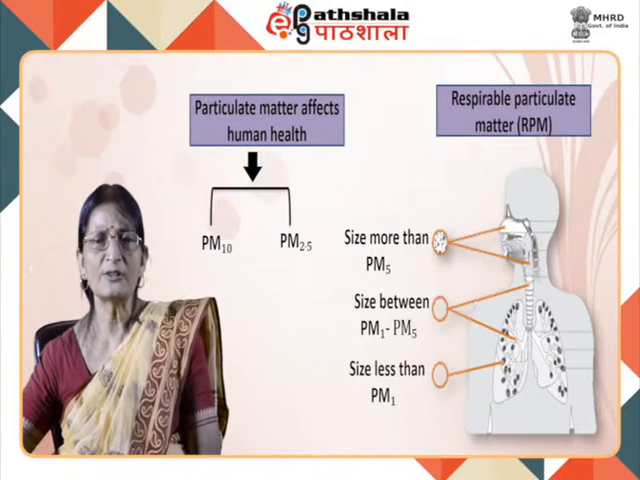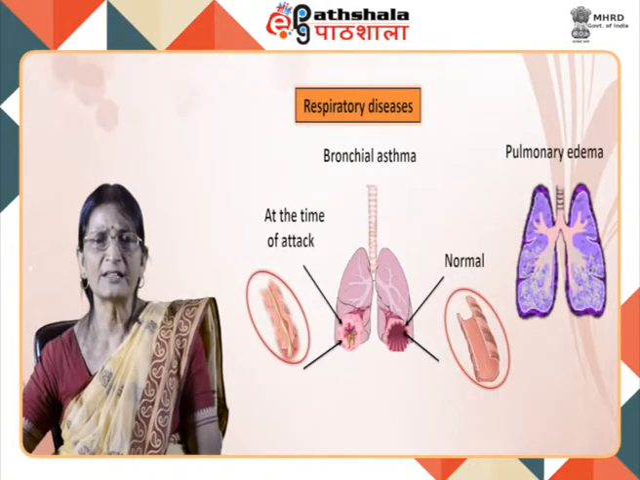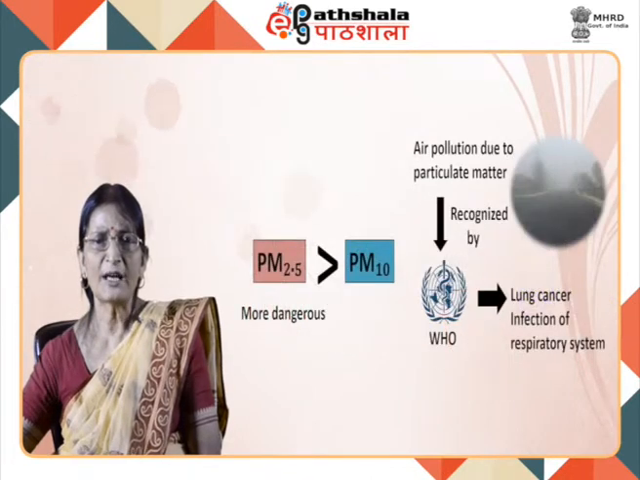These particles are called respirable particulate matter, or RPM. PM10, when inhaled, penetrates deep into the lungs, bypassing the body's respiratory filters, and can give rise to chronic respiratory diseases such as bronchitis, bronchial asthma, pulmonary edema, etc. Particulate matter 2.5 is even more dangerous than particulate matter 10 because they can affect the exchange of gases inside the lungs by reaching the peripheral regions of the bronchioles when inhaled.